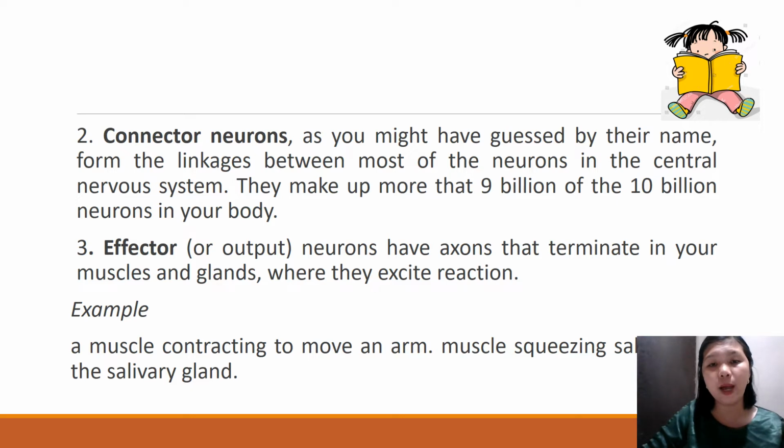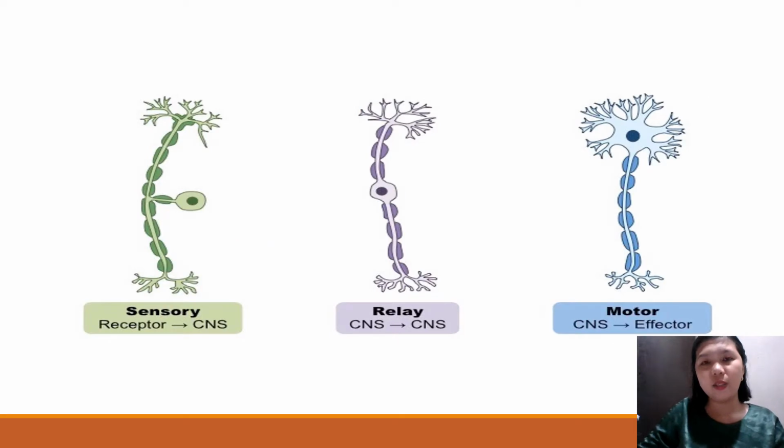The neurons have axons that terminate in your muscles and glands, where they excite reactions. Effectors are parts of the body, such as muscles and glands, that produce a response to a detected stimulus. For example, a muscle contracting to move an arm, or a muscle squeezing saliva from the salivary gland. So these are the examples of neurons.